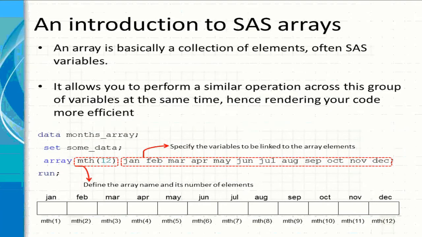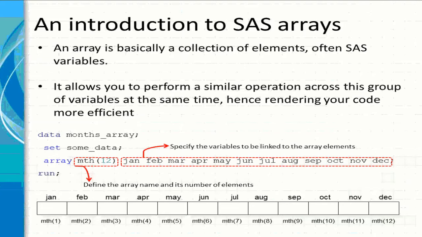SAS arrays. An array is basically a collection of elements, often SAS variables. You could also have temporary arrays within the data step, but mostly we'll think of those, at least for the time being, as just a collection of SAS variables. Now, those of you coming from other languages should know that SAS arrays are a bit different in that respect, and that's important to bear in mind.